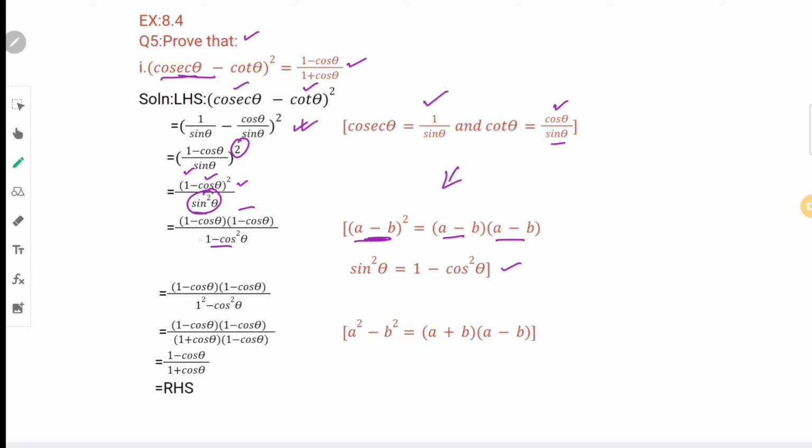And then when you look at this 1, can I write 1 as 1 square? Same thing, right? Even if I write 1 to the power 3, it will still be 1. So in place of writing 1 here, we're writing 1 square. Why are we doing that? In order to get this formula, a square minus b square. You can see here a square minus b square. What can we write? a plus b, a minus b, right? 1 is a, b is cos theta. So you can see here a plus b, a minus b. And from here now, we can divide this and this, right? And then we'll be left with 1 minus cos theta divided by 1 plus cos theta, which is our right hand side, the answer that we were trying to find.